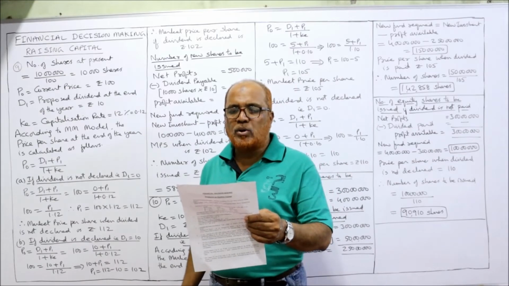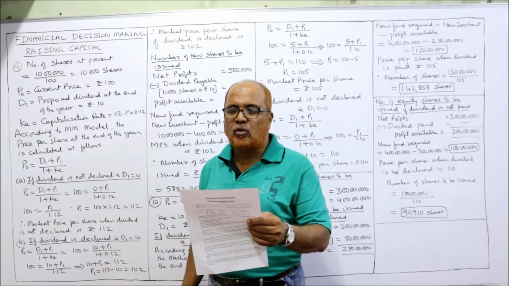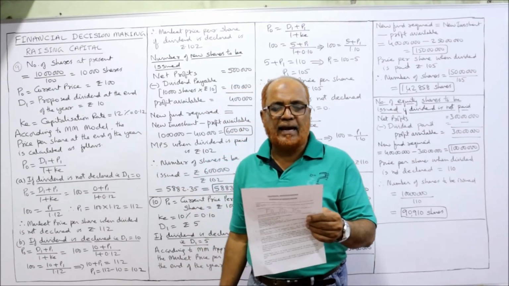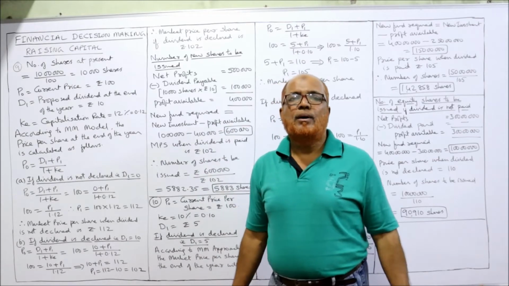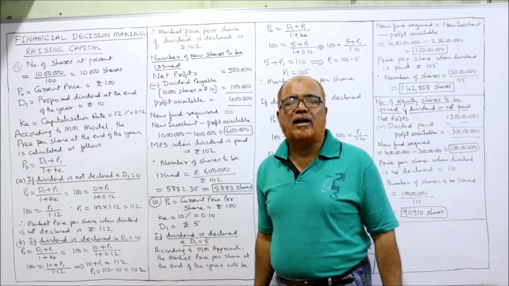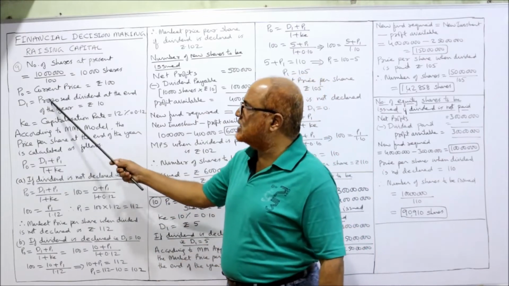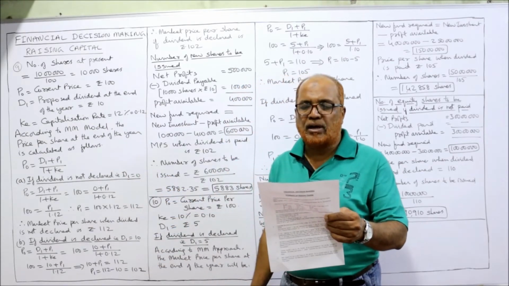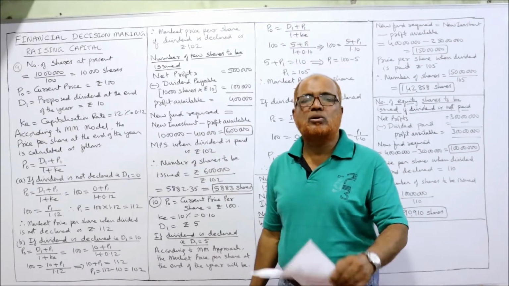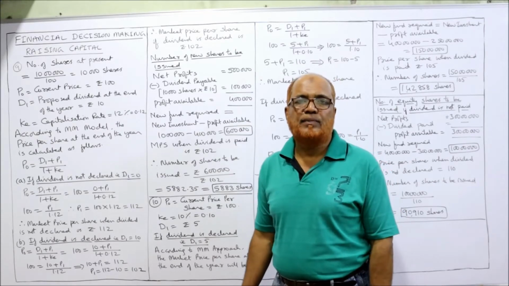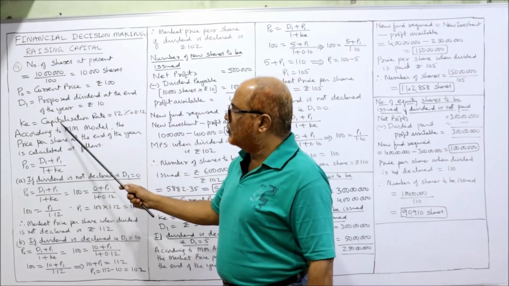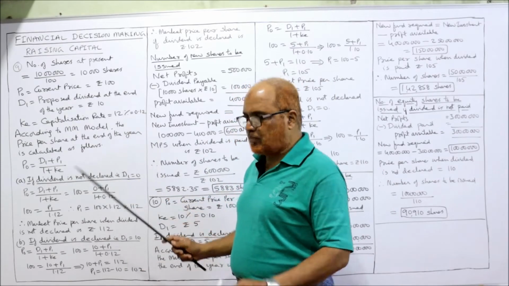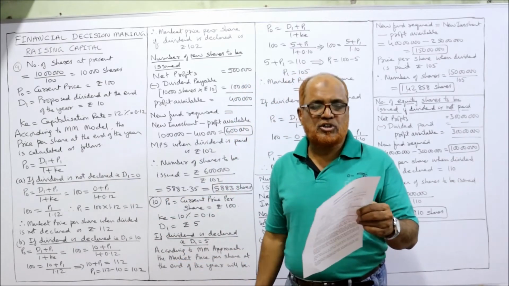The company proposes to declare a dividend of 10 rupees per share at the end of the current financial year. Proposed dividend to be paid at the end of the year, D1, is equal to 10 rupees. The capitalization rate for the risk class to which the company belongs is 12%, KE, so 0.12. This is the information given.